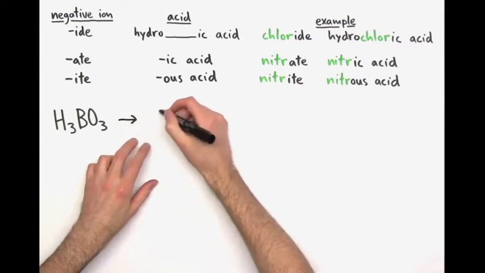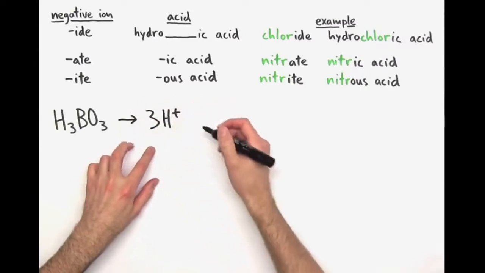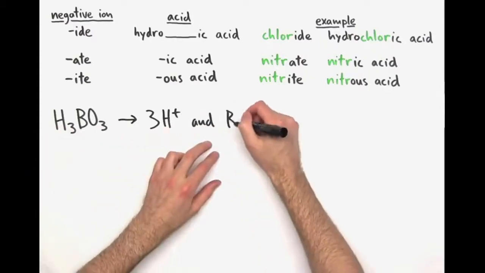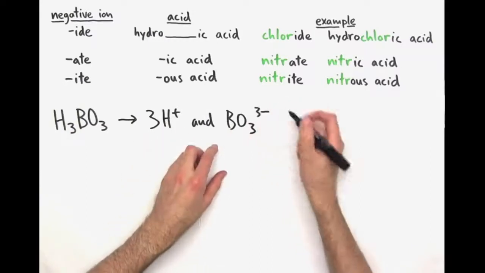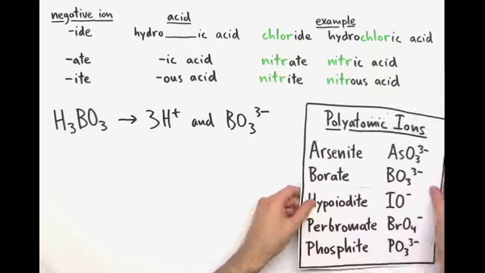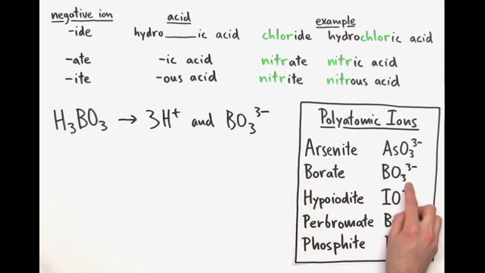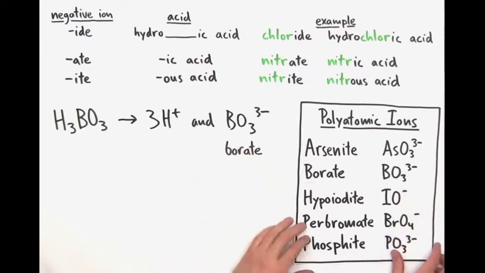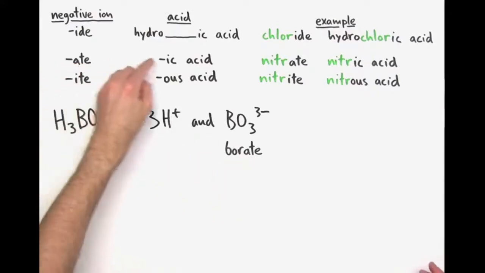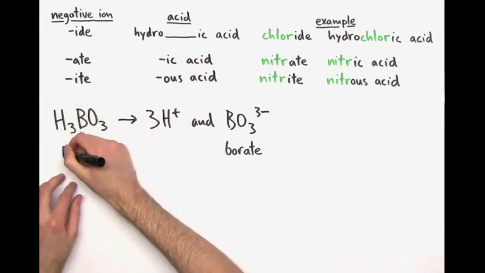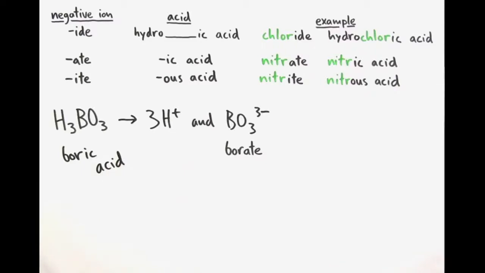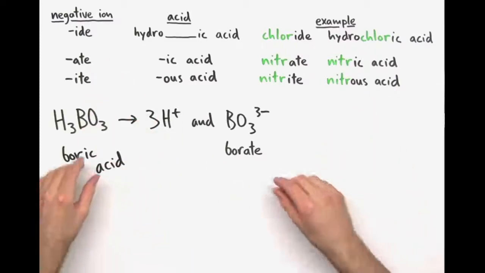H3BO3. Let's break it apart, find out what this negative ion is. We have 3 H pluses from the H3, and the other part is going to be BO3 with a 3 minus charge to balance out the 3 H pluses. This is a polyatomic ion. What's its name? Its name is borate. Borate, BO3, 3 minus. So which of these rules are we going to use to name the acid that contains borate? It ends in ATE, so we'll use this one. We take off the ATE and we call it bor. IC, boric acid. One more and you will be a pro at this.